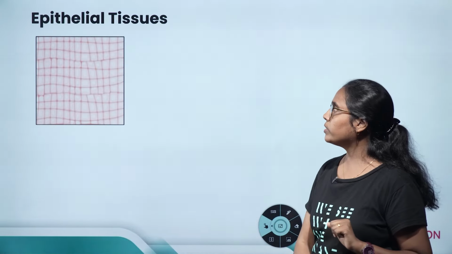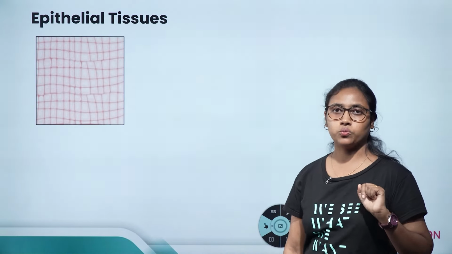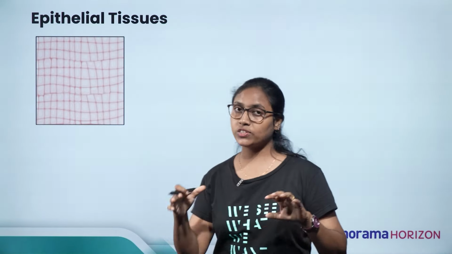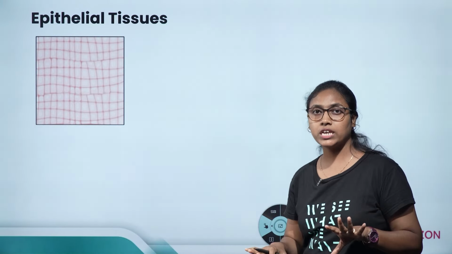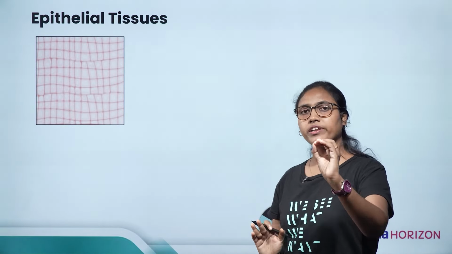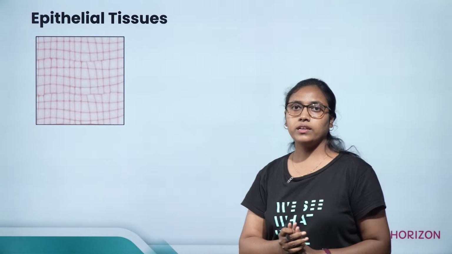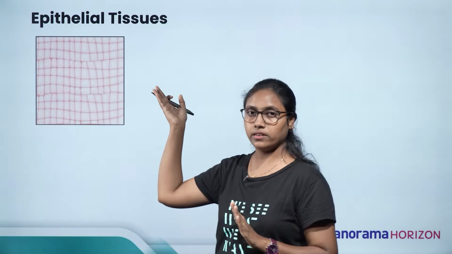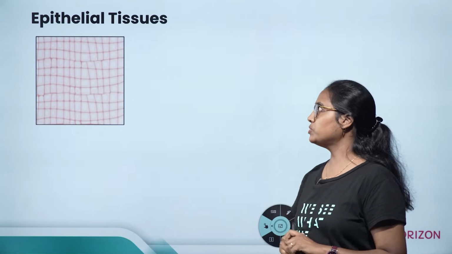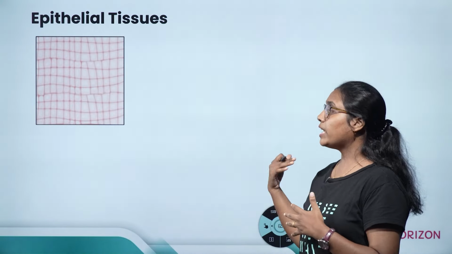So let's move on to the first type of animal tissue, that is epithelial tissue. Now can you all guess where you can see this epithelial tissue? As we are dealing with animal tissues, we know that our body is also made up of animal tissues. Try to guess what is meant by epithelial. Here the term is epithelium, we have heard it.